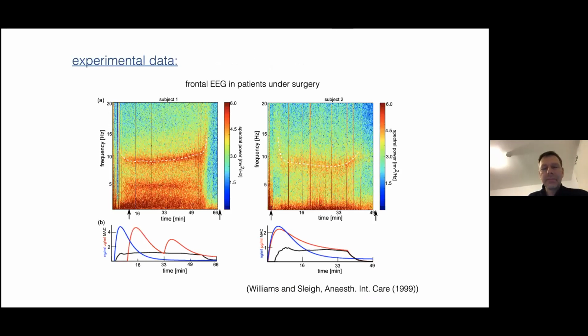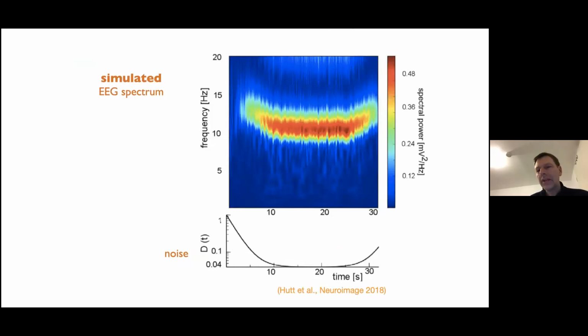And these are experimental data. And here you see that the white line shows a peak of power. This is frequency and time in two subjects. This is experimental data. And you see that there's a strong frequency at 10 Hertz after some time. And when we do our simulations, we find the same. And we get this by reducing the noise in the brain.